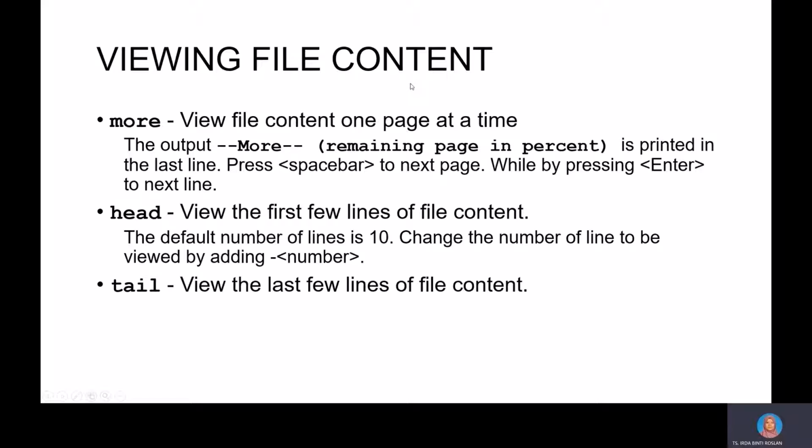We look at the next one, which is to view file content. To view file content, there are many ways. Let's try the first one, more. More is to view file content one page at a time, especially for long listings. The remaining output, in percent, is printed in the last line. If you want to see more, you can press the spacebar. The spacebar will go to the next page, while pressing enter will go to the next line.